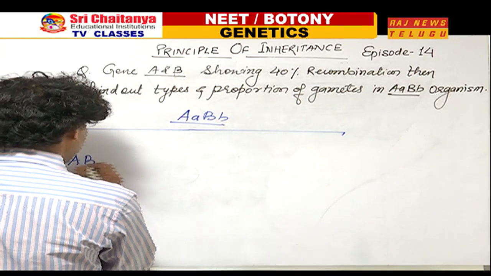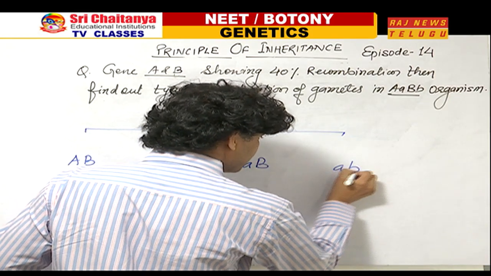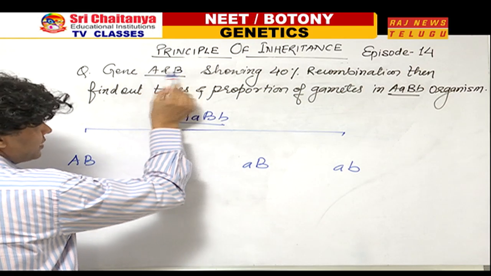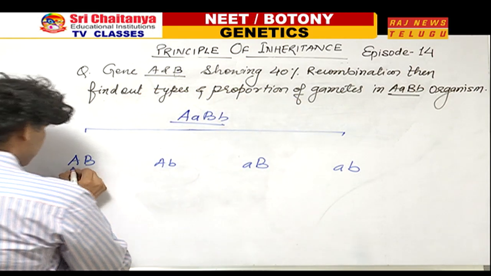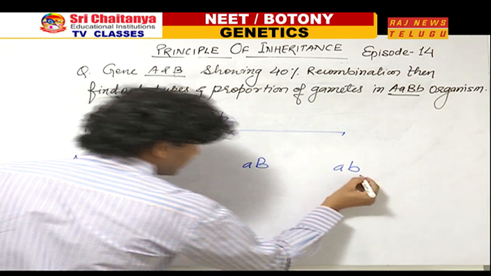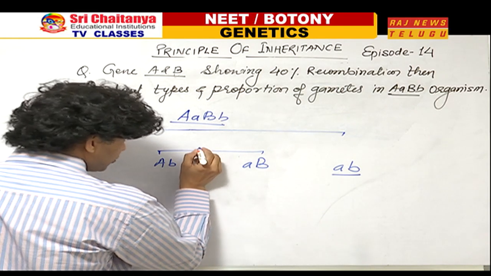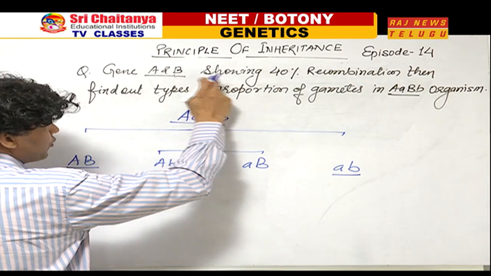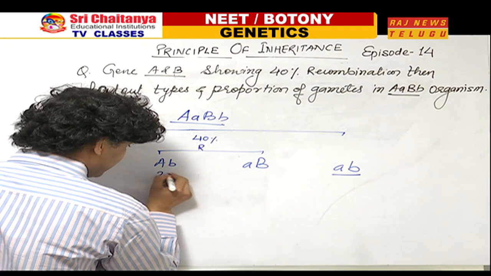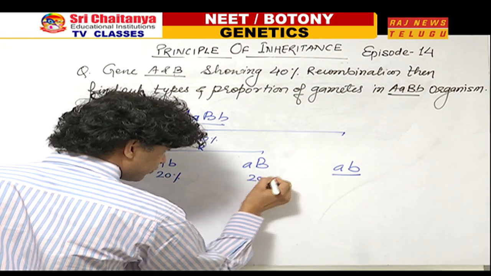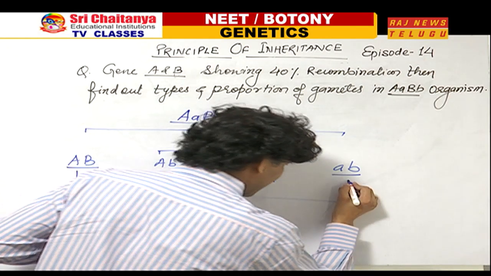Capital A capital B, capital A small b, small a capital B, small a small b. Only in 40% of cases do genes capital A and capital B become separate. This is parental, this is parental. These two are recombinants. And 40% recombinants arise, meaning their proportion is 40%. It means this one is 20% and this one is 20%. It means the parental combinations, this is parental and this is parental.